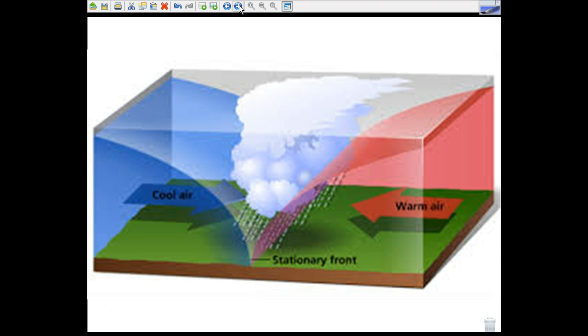Another textbook diagram. You can see the warm air is moving to the right, cold air is moving to the left. In between where they meet, you have cloud formation because the warm air is forced above the cold air, but because they're balanced, they don't move each other, and then that front stays in that spot or remains stationary.